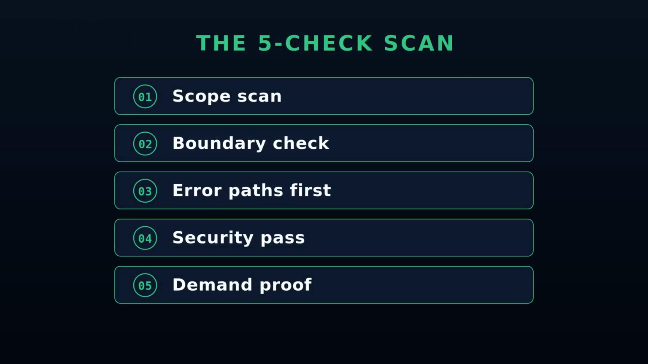The card: scope scan, boundary check, error paths first, security pass, demand proof. 60 seconds, in that order, before any deep reading. It filters the predictable failures and tells you which diffs deserve real attention. Screenshot it, run it on the next diff you get.